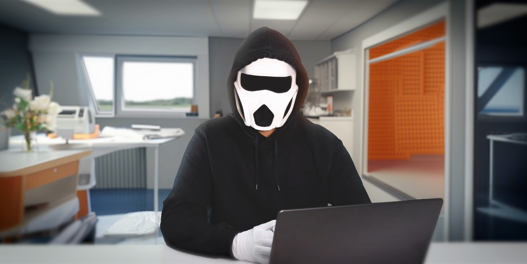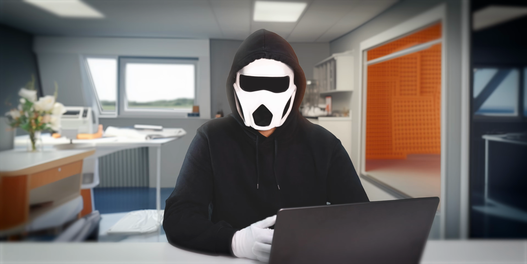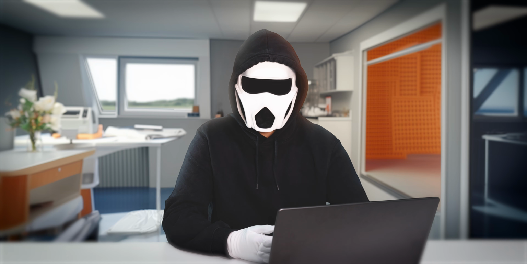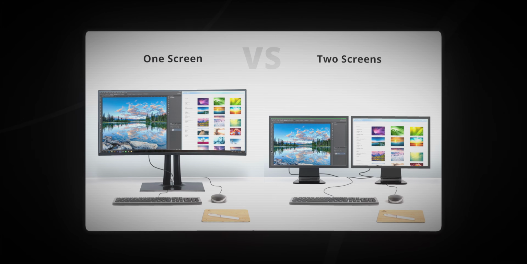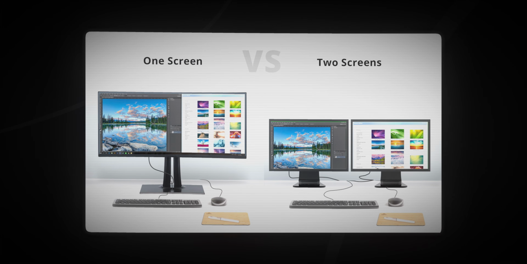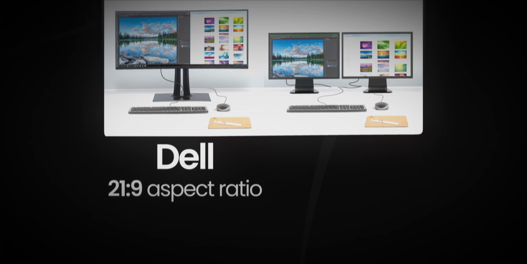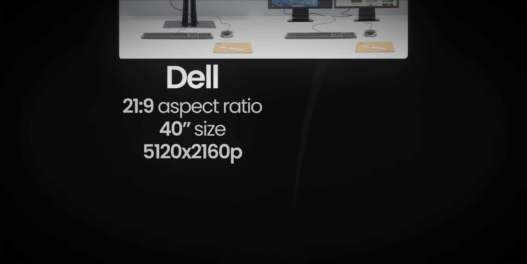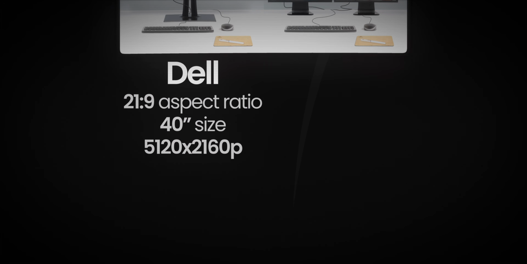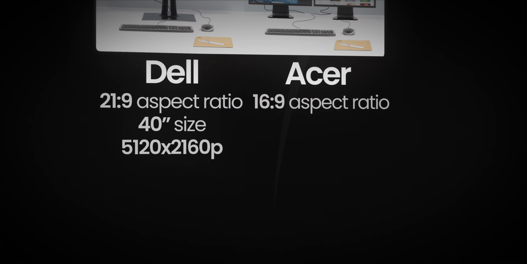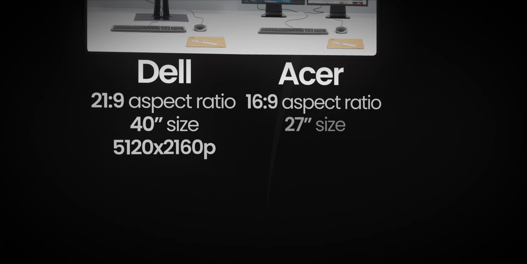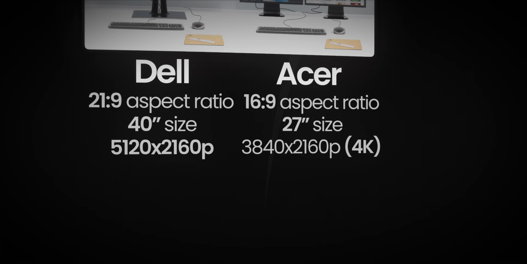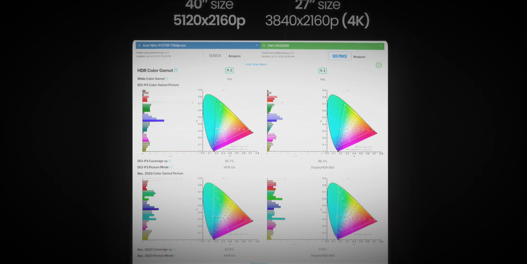Now I will compare the Acer Nitro with a true ultra-wide content creation monitor, the Dell U4025QW. First of all, there is a huge size and resolution difference between the two monitors. The Dell offers a 21:9 aspect ratio, a 40-inch size, and a 5120 by 2160p resolution. The Acer comes with the more standard 16:9 ratio, a 27-inch size, and 4K resolution. The color issue is the most interesting part.